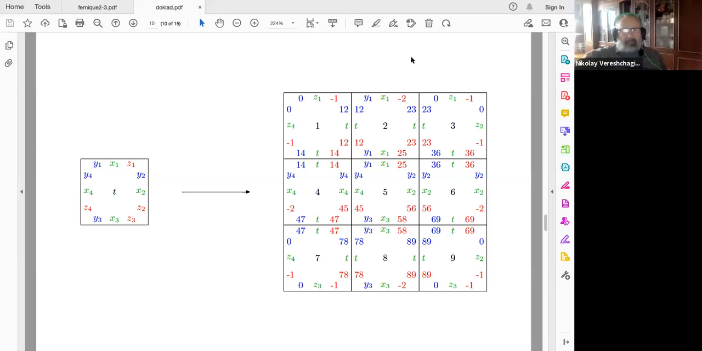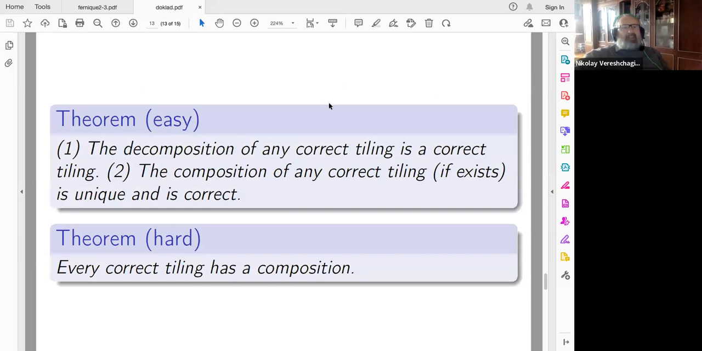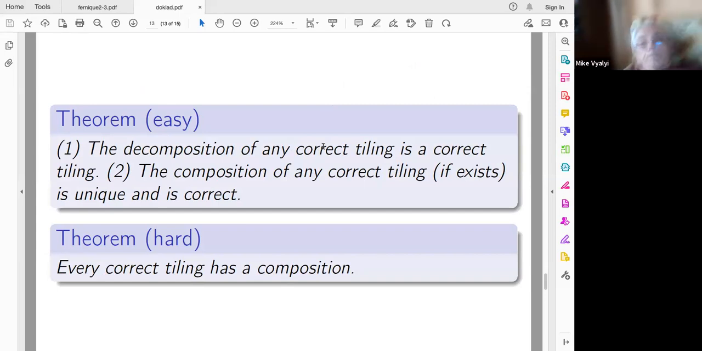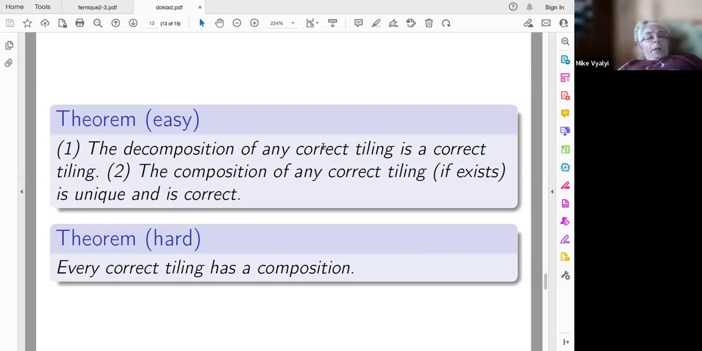Okay, so this is also an easy part. The first item implies that our tile set can tile the entire plane, because we can consider the initial decomposition. Decomposition is decomposition, and we will obtain a sequence of correct tilings, and that sequence can be used to tile the entire plane. It's a usual argument.